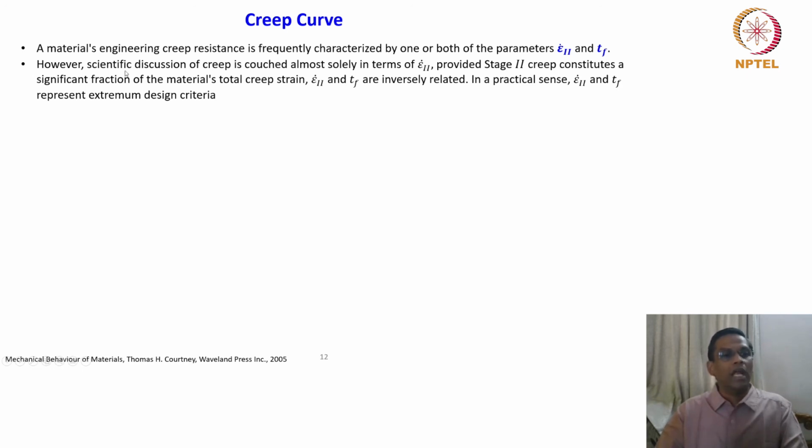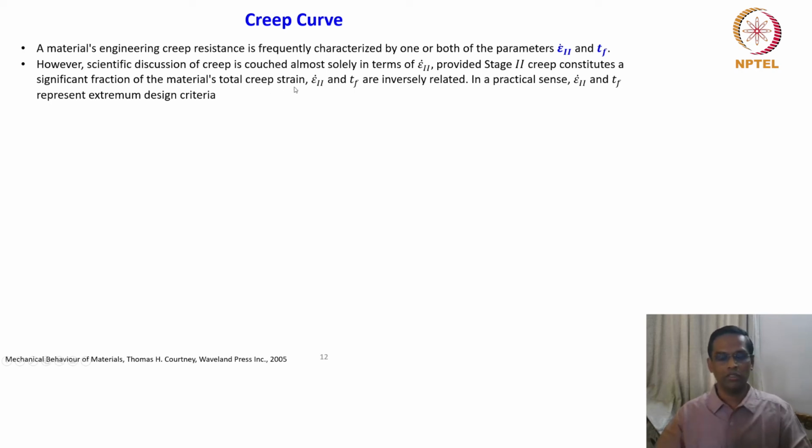However, scientific discussion of creep is couched almost solely in terms of epsilon dot 2, provided stage 2 creep constitutes a significant fraction of the material's total creep strain. Please understand what we are trying to say here. We can talk about why this is important, because these creep stages constitute a significant fraction of the material's total creep strain.